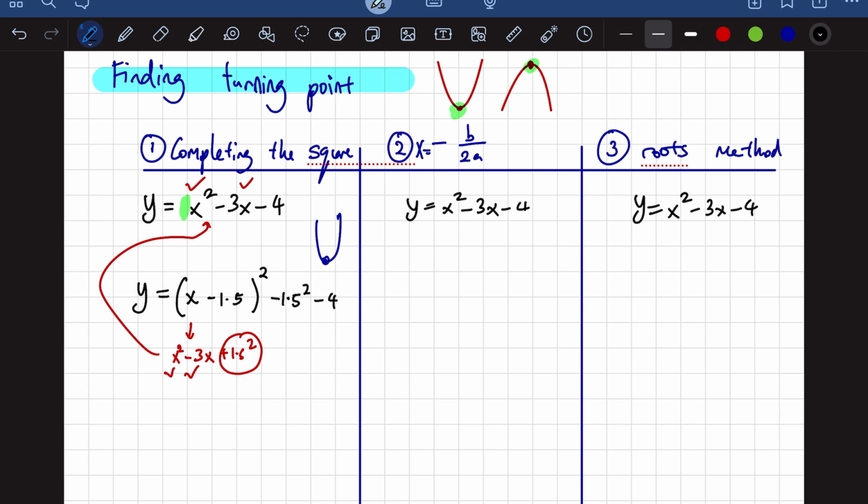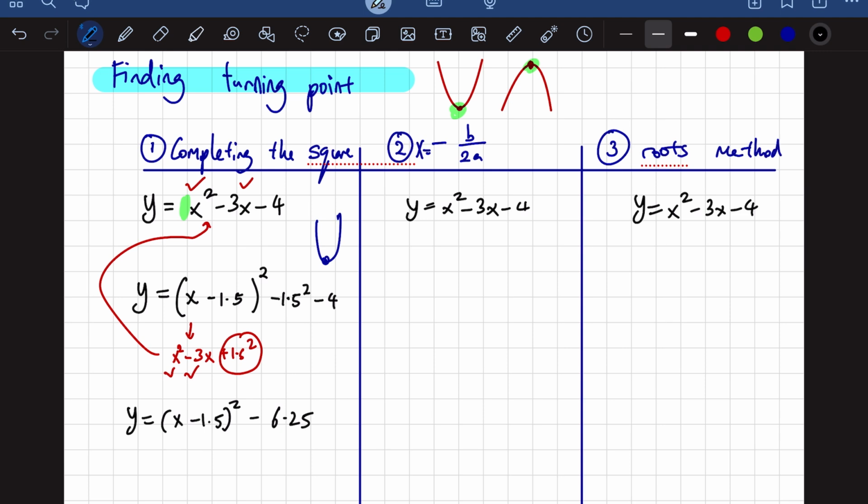All right, and then of course I'll bring down the negative 4, which is from the previous working. So I'm going to clean that up. I'm going to add negative 1.5 squared with negative 4. That should get me negative 6.25. In this state, this is what we call the vertex form.